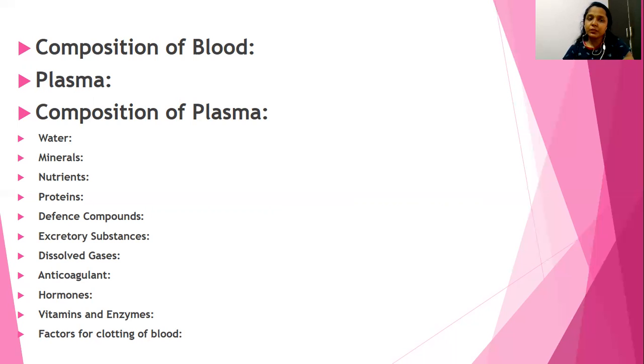When it comes to the nutrient part, as the blood is the circulatory fluid throughout the body, nutrients are also there in the blood components, like glucose, amino acids, lipids. When it comes to protein, about 6 to 8% of proteins are there in the plasma, like albumin, globulin, and fibrinogen.